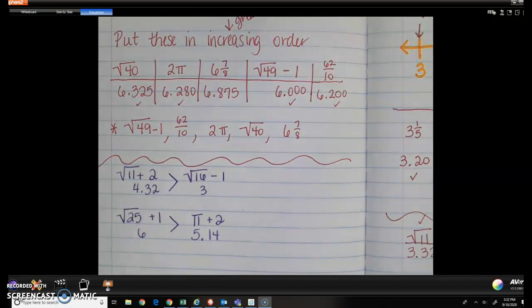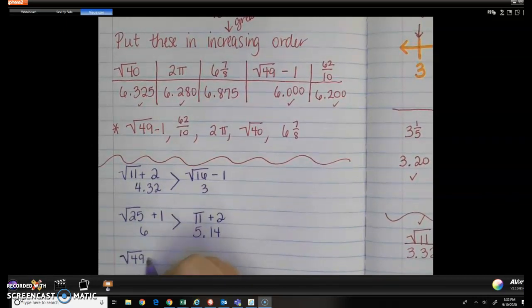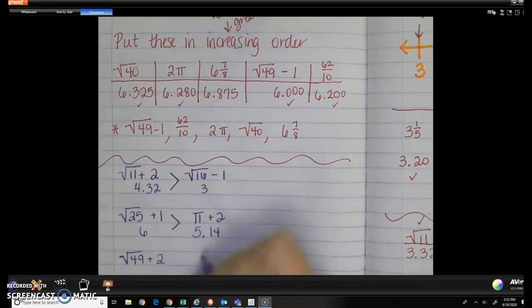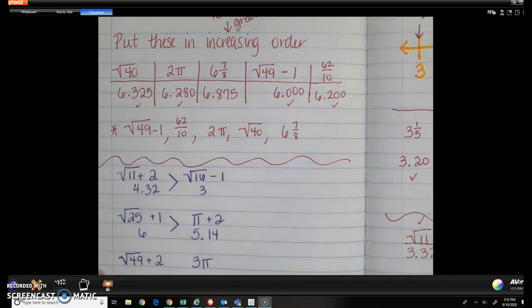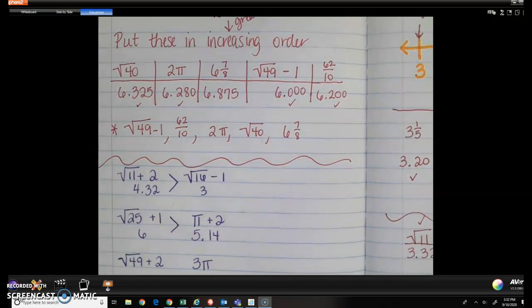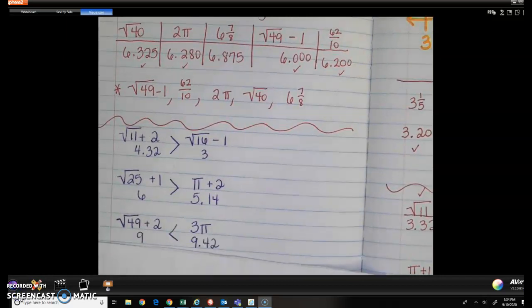Alright, I'm going to give you one to try on your own. So square root of 49 plus 2, and let's do 3 pi, which means 3 times pi. I want you to pause this video, and I want you to push play when you have worked it out. Alright, so square root of 49 was 7. 7 plus 2 is 9. 3 times 3.14, which I did on my calculator, was 9.42. So the bigger side was 3 pi.